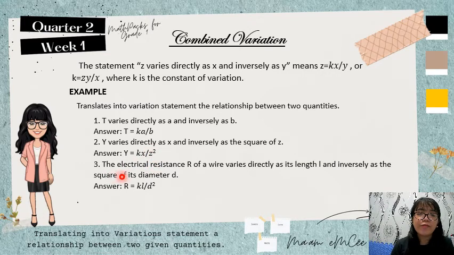Then lastly, we have the electrical resistance R of a wire varies directly as its length, L, and inversely as the square of its diameter, D. So, again, the electrical resistance, which is R, will be on the left side of the equation. And on the right side, we have our length together with our K, or constant of variation, over the square of the diameter, or D squared. So our equation is R is equal to KL over D squared.